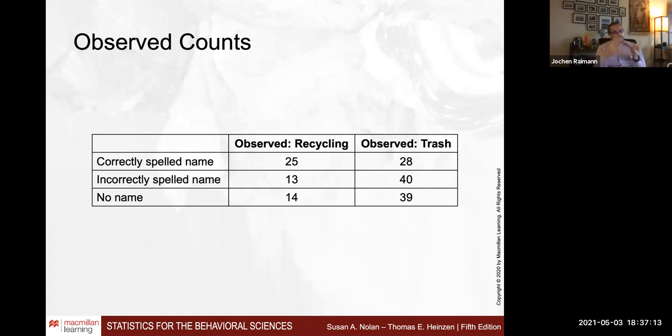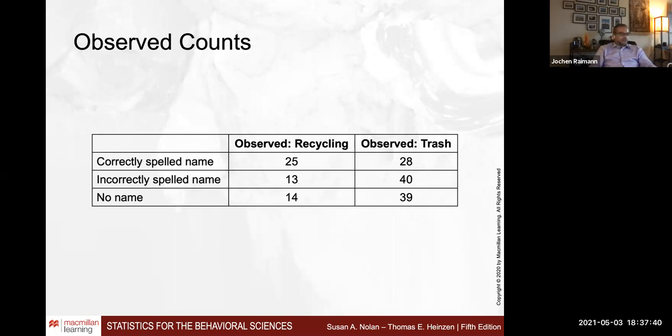So if it's spelled correctly, you're so flattered that you are more likely to recycle your cup. If it's incorrectly spelled, you're less likely to recycle it, and then you're more likely to trash it. If there's no name on it, you're also more likely to trash it. So I find it kind of an amusing example, but on a psychological level, it's interesting.